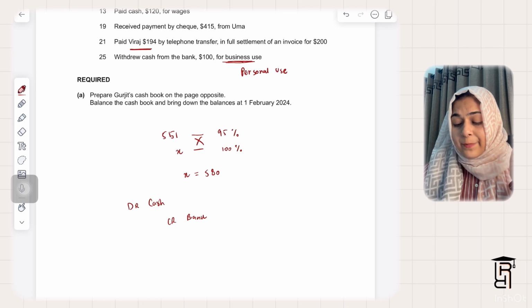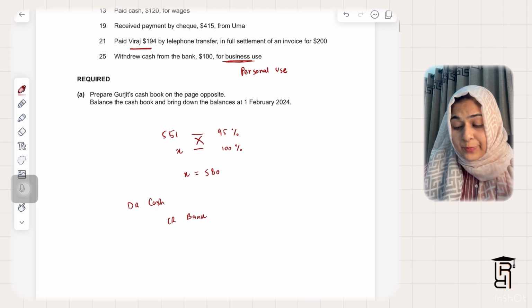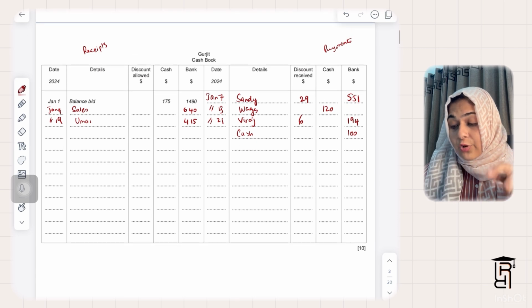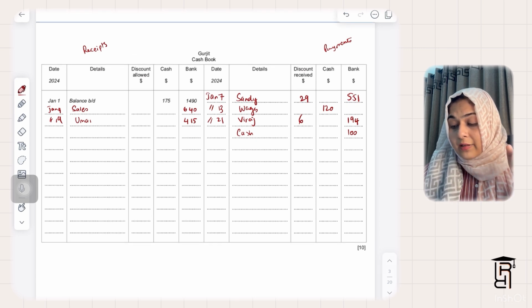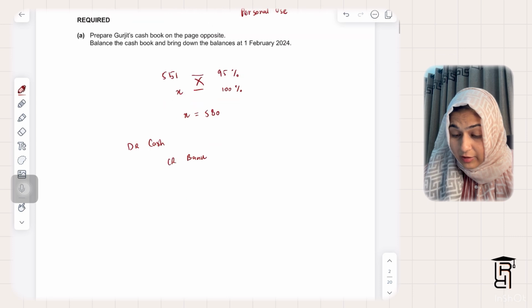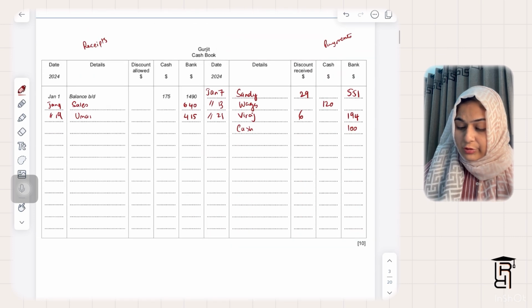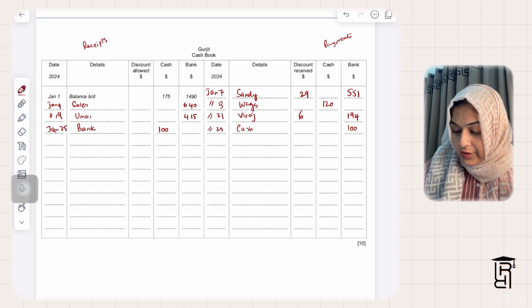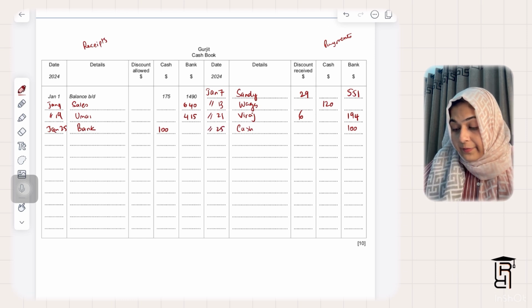So the business cash account is going to be debited. We are basically putting the money in the cash drawer. So we are crediting the bank account by $100 because they are taking out $100, and we are going to debit the cash account by $100. And in the details, I'm going to write here bank, and this is going to be January 25, and also here we'll write January 25.